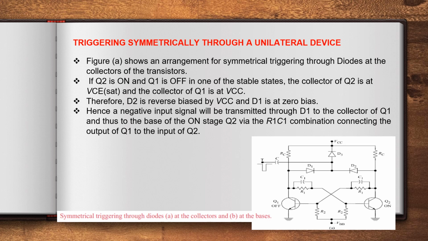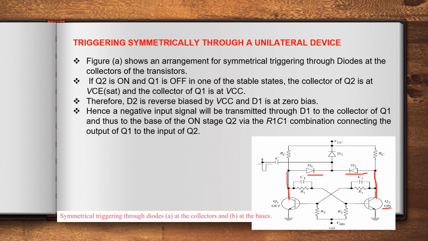Triggering symmetrically through a unilateral device. Let us see, this figure represents an arrangement for symmetrical triggering through diodes. Symmetrical triggering through diodes at the collectors, so the diodes are connected at the collectors of the transistors.